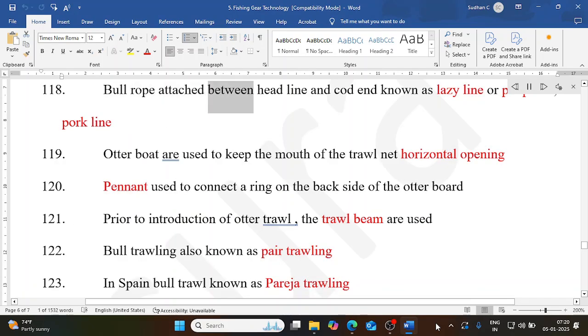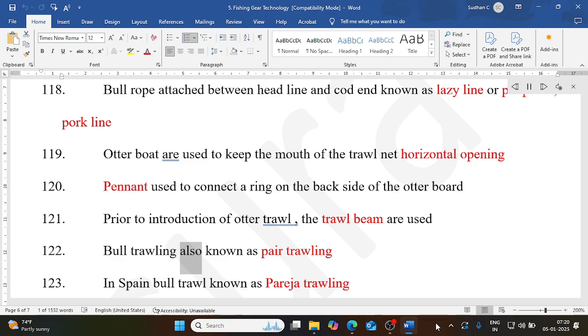Bull rope attached between headline and cod end is known as lazy line, poop line or pork line. Otter boards are used to keep the mouth of the trawl net horizontally open. Pennant is used to connect a ring on the backside of the otter board. Prior to the introduction of the otter trawl, the trawl beam was used.